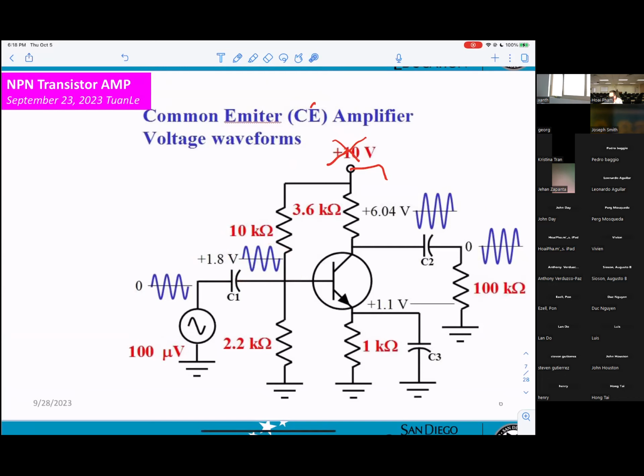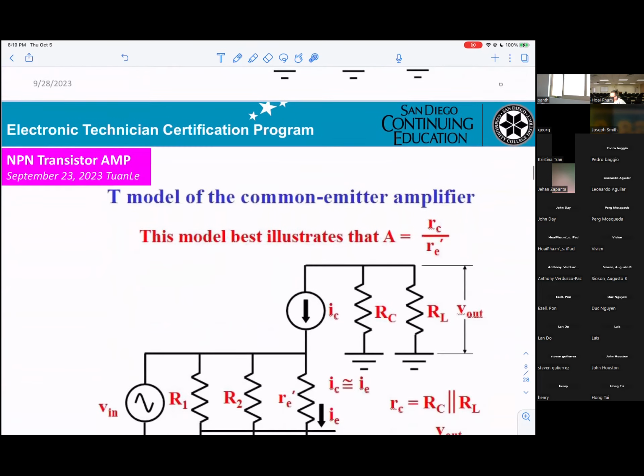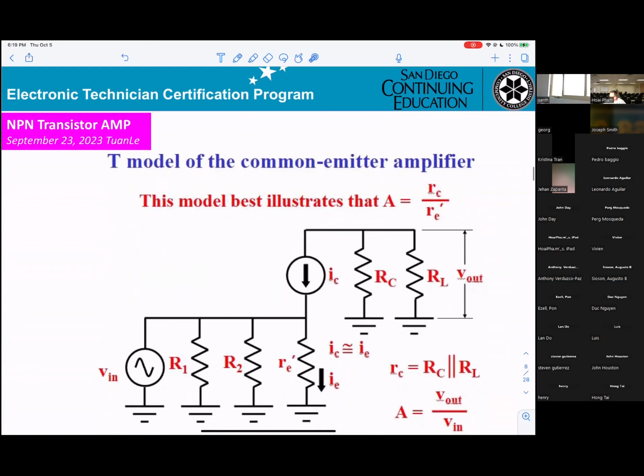You can see the sideways, in the middle, will be 1.8 volt DC. However, for this one, completely AC. Okay. So that's why you don't see any DC here.